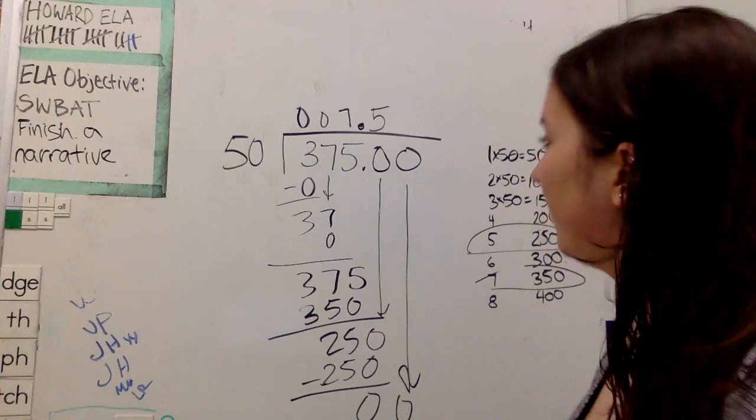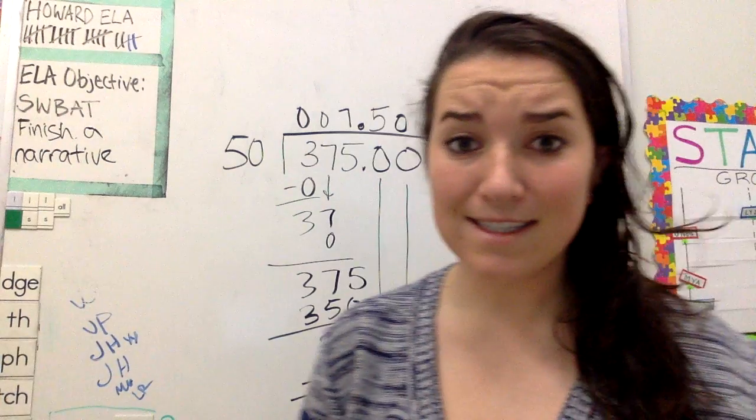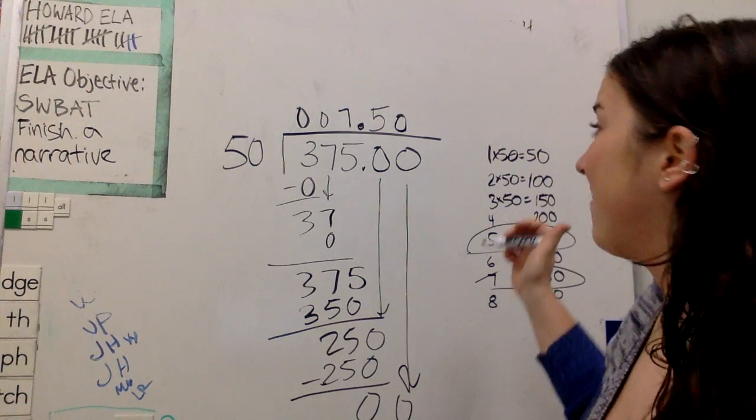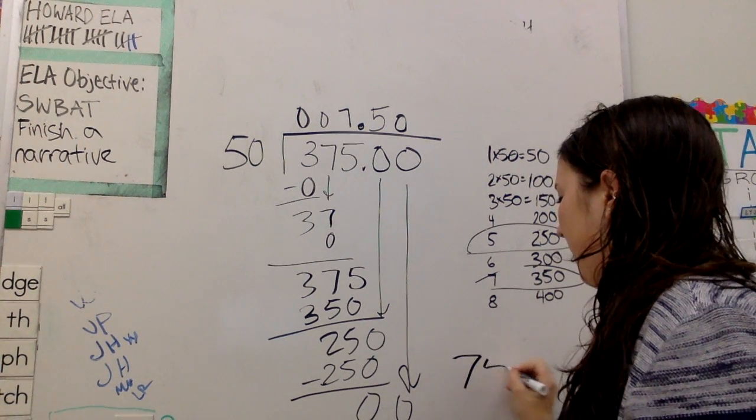Bring down my next number. 50 goes into 0 times. Okay, so my answer is going to be $7.50.